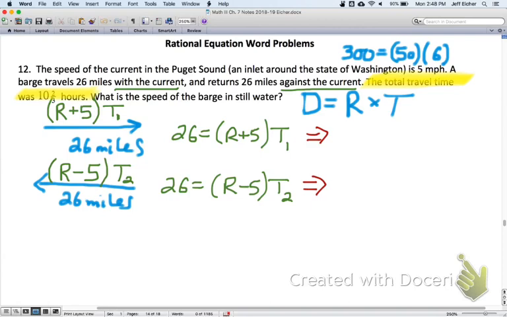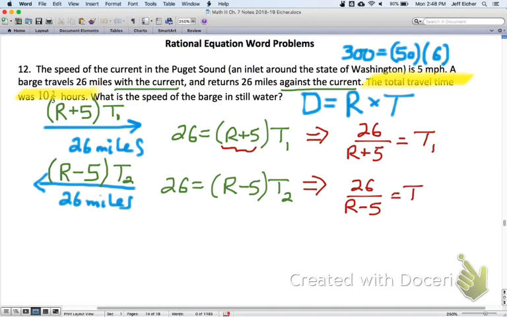Let's isolate T. To isolate T, we could divide both sides by the quantity R plus 5. So that would give us 26 over R plus 5. That would be the first time, T1. And then the next one, we would get 26 divided by rate minus 5. And that would be T2. So now we have these solved for T.